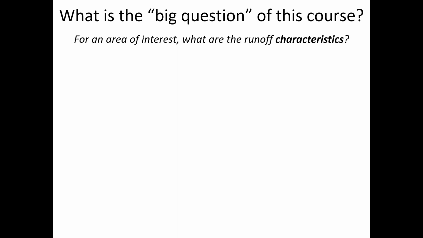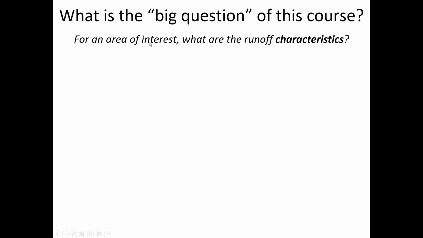I think maybe I've introduced this slide before, and if I were going to distill down into just a single sentence the big question of this course, it is, what are the runoff characteristics? And so not just the peak flow rate, but also the variation in time, like the temporal distribution of the runoff hydrograph. How long will it take to achieve the peak after a storm occurs? How long until the watershed drains down back to the base flow? So overall, what are the runoff characteristics for our area of interest?